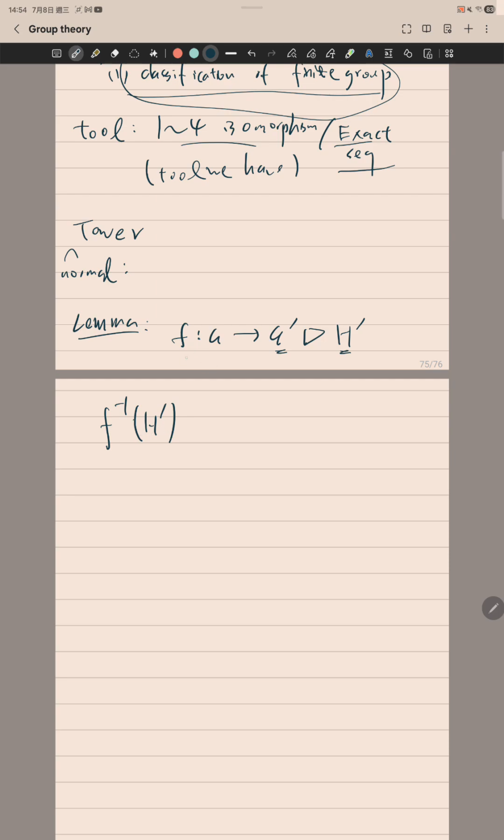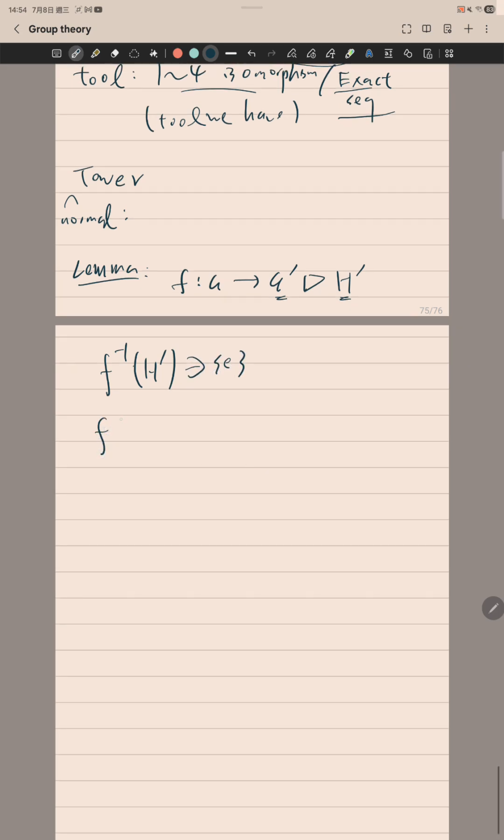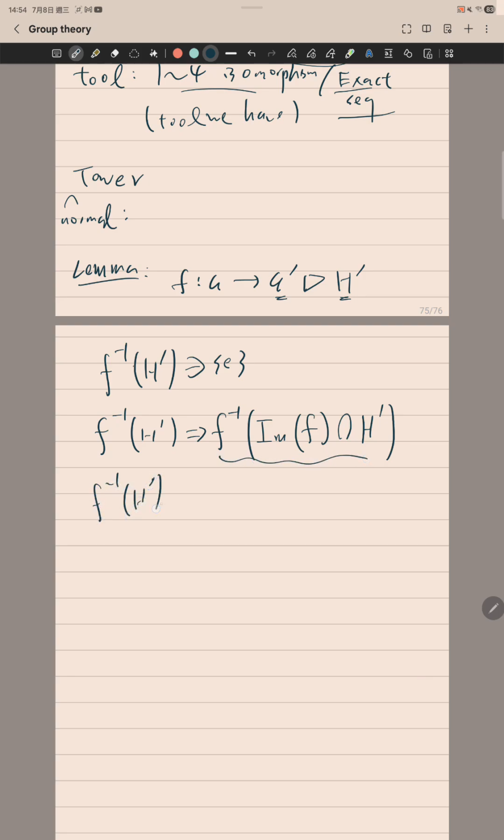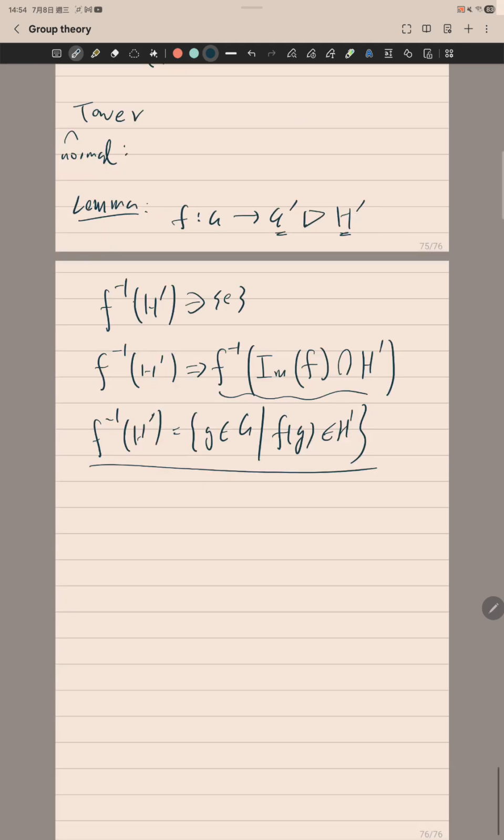Since f is a group homomorphism, this must be non-empty because it at least contains the identity. But more precisely, f inverse H prime should be understood as the inverse image of the image of f intersected with H prime, because there may be some points which f doesn't touch. Or simply speaking, f inverse H prime is all the g in G such that f(g) is in H prime. That's all. So this is the pre-image.